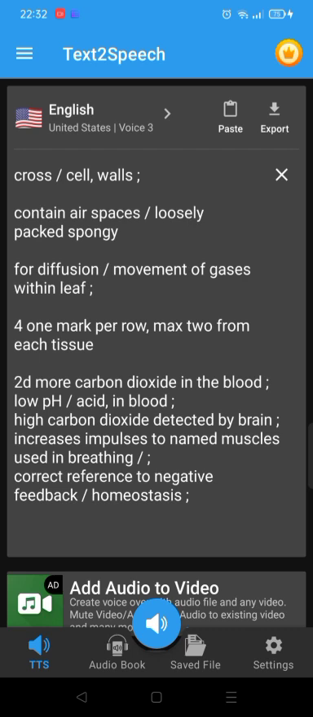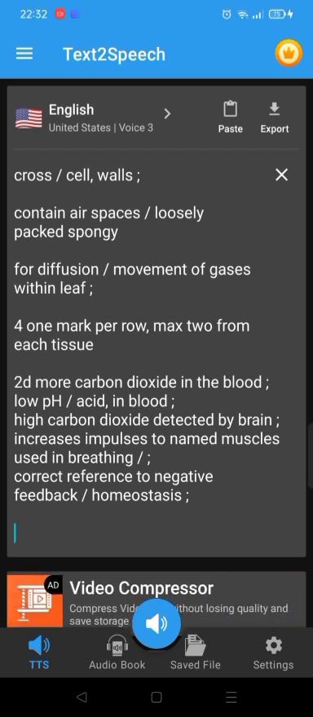2d: More carbon dioxide in the blood. Low pH, acid, in blood. High carbon dioxide detected by the brain. Increases impulses to named muscles used in breathing. Correct reference to negative feedback, homeostasis.